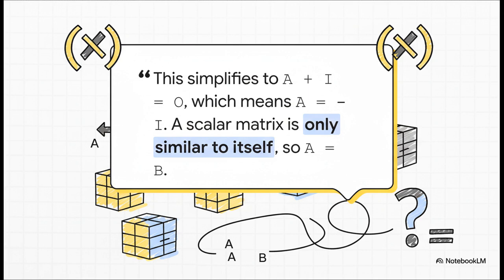And now for the final piece of the puzzle, there's a special property of matrices like negative I, which are called scalar matrices. They are only similar to one thing, themselves. So if we know A is negative I, and we know A is similar to B, then B has no choice. B must also be negative I, which means A equals B, and that is how you solve puzzle number 2.